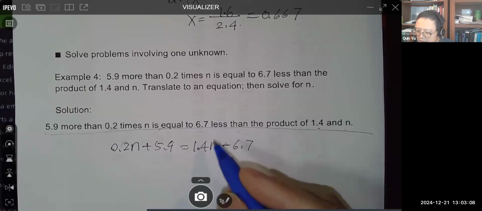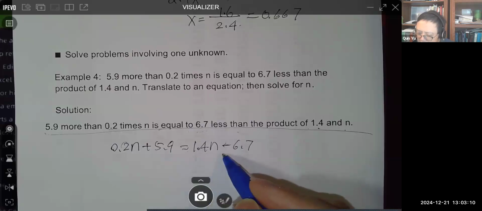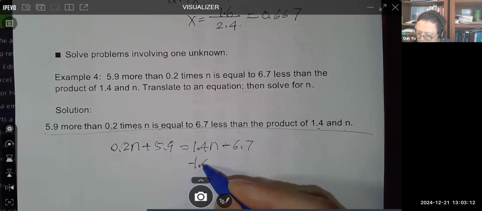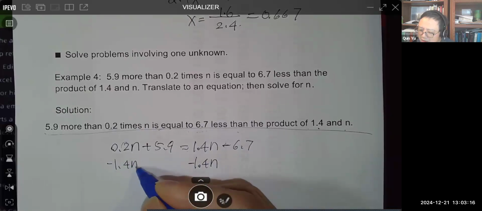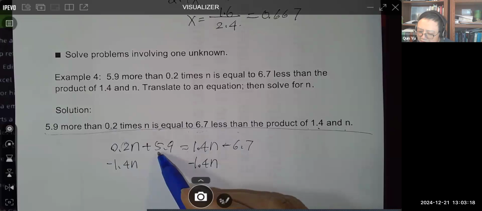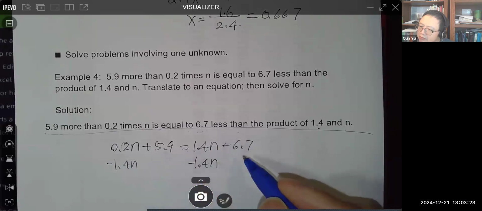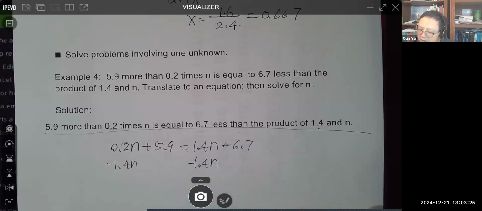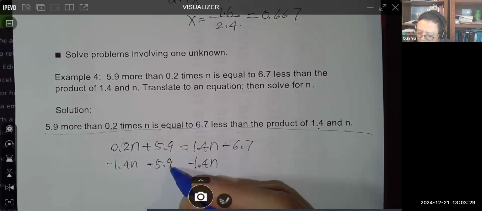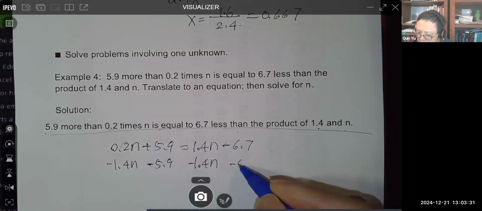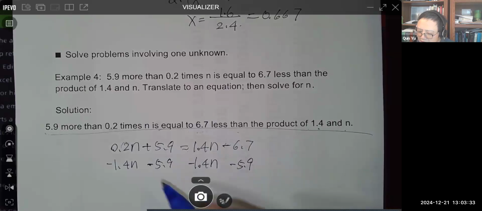Now, as usual, we need to get rid of n on the right-hand side. So I subtract 1.4n. Then I also need to get rid of 5.9 from the left-hand side so that we only have a number on the right-hand side, right? So subtract 5.9. We always do the opposite operation on both sides. So 0.2 minus 1.4 is negative 1.2n.